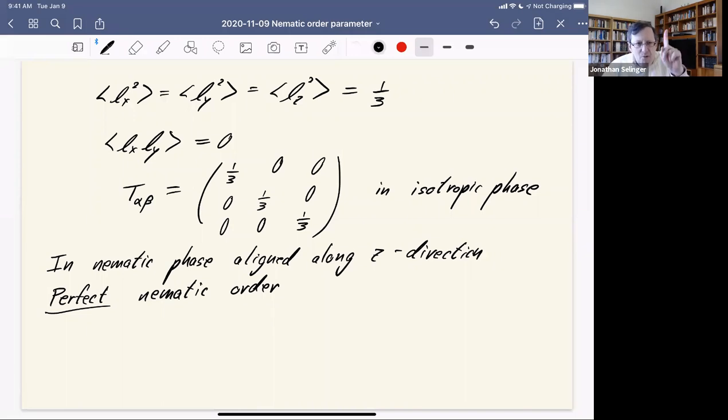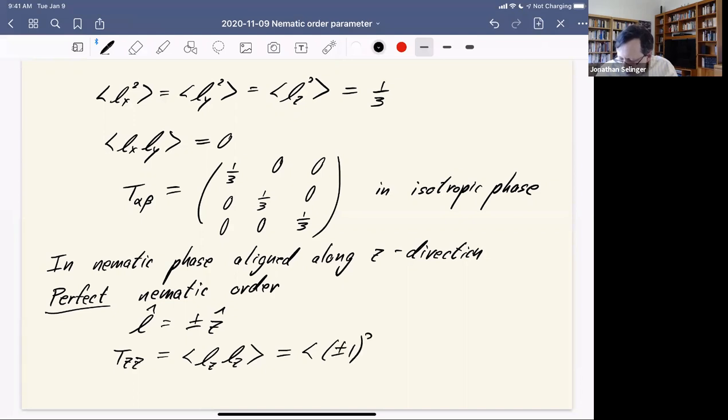So half of them are pointing in the plus Z direction, half of them are pointing in the minus Z direction. Okay? So all of the L's are plus or minus Z hat. Now let's figure out the components of this T tensor. Well, T_ZZ, that's the L_Z times L_Z averaged. So this is the average of plus or minus 1 squared. So it's the average of 1, right? This is just 1.